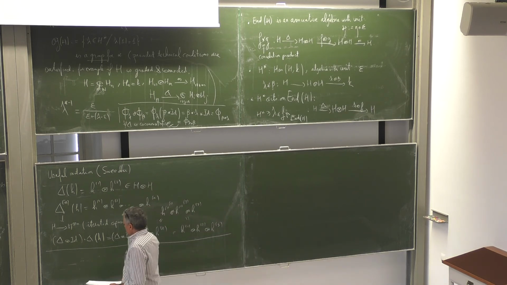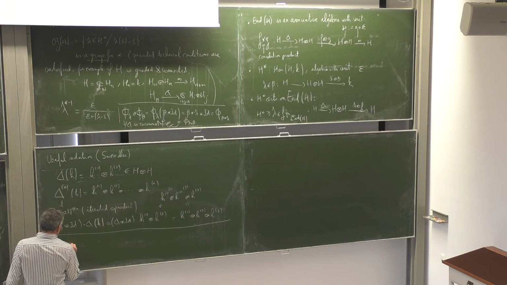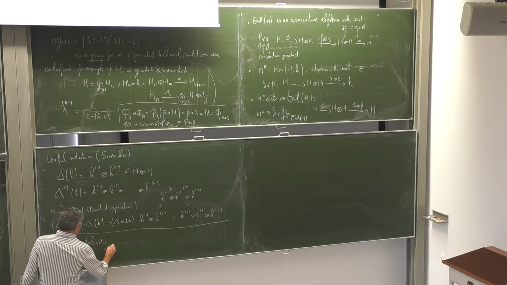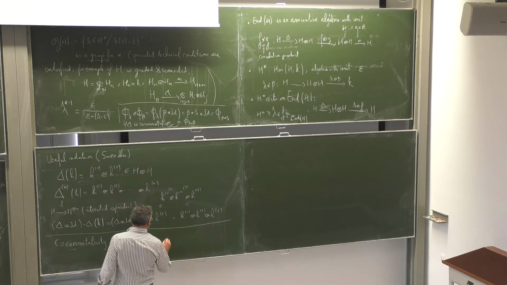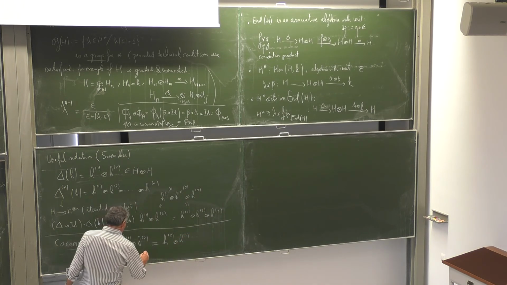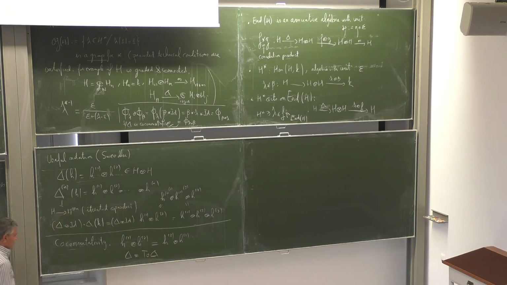So co-associativity, just to conclude, means that... co-commutativity means that H1 tensor H2 is equal to H2 tensor H1. In abstract terms, delta is equal to the switch operator composed with delta.